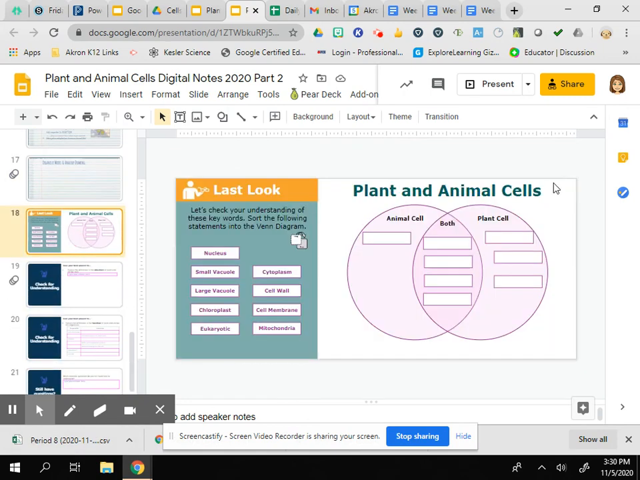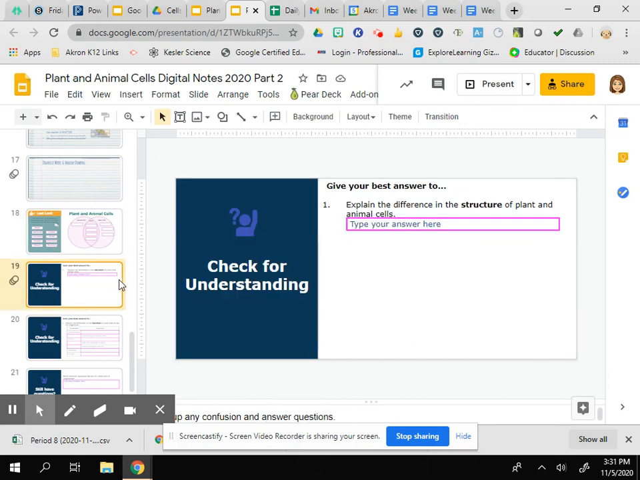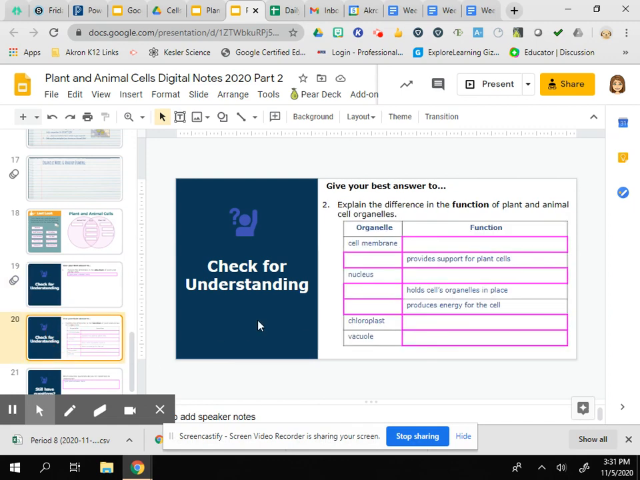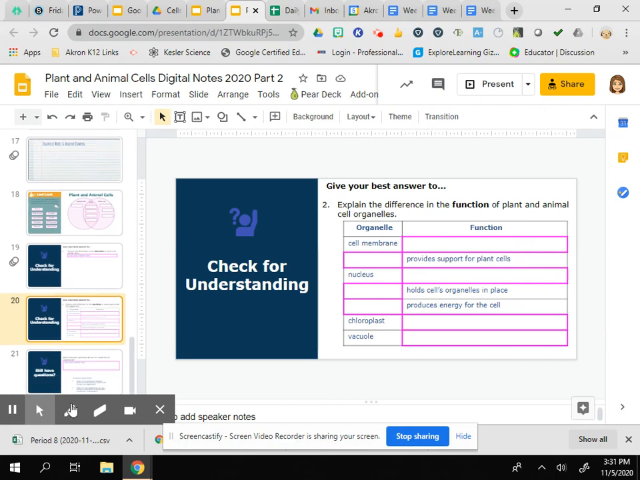After you've completed that, you're going to do a Venn diagram, figure out what's different between plant and animal cells and what they have in common. And then you've got some check for understanding questions. This first one says, explain the difference in the structure of a plant and animal cell. So you're going to tell me what are some of the differences. And then this chart, you're going to be explaining the difference in the function of plant and animal cell organelles. So you're going to explain to me what's different there.